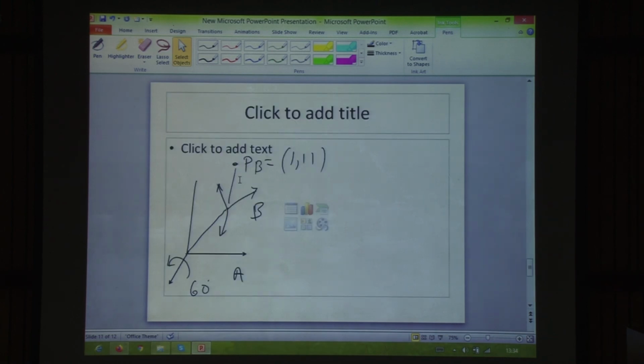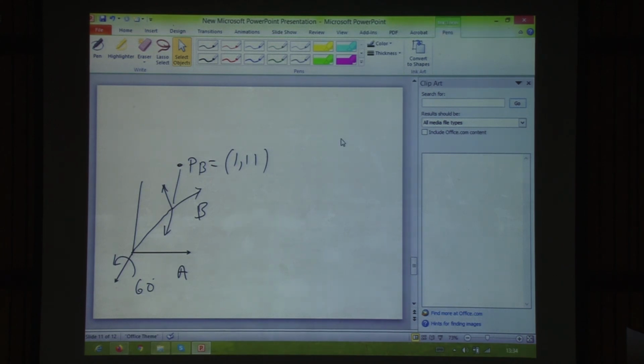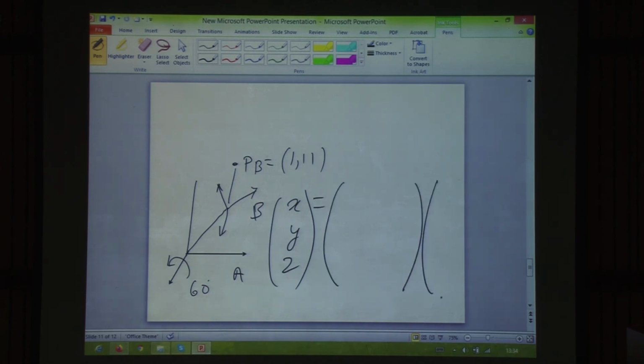So, how do we solve this problem? It is very, very simple. All we need to do is write down our homogeneous transformation matrix. So, X, Y, Z is equal to the homogeneous transformation matrix into the rotated system. So, this is my homogeneous transformation matrix.